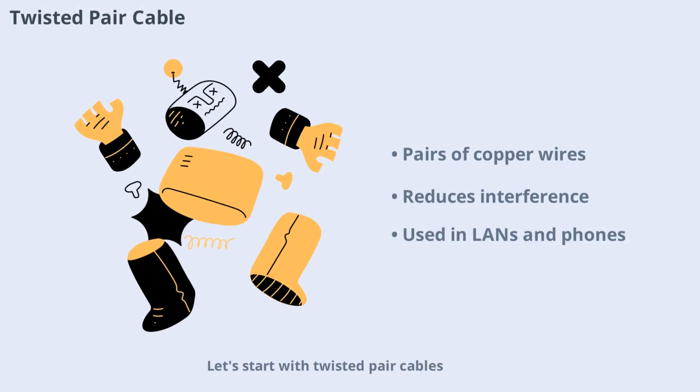Let's start with twisted pair cables, one of the most common types of guided transmission media. These cables consist of pairs of insulated copper wires twisted together, which helps reduce electromagnetic interference. Twisted pair cables are widely used in telephone networks and local area networks (LANs).